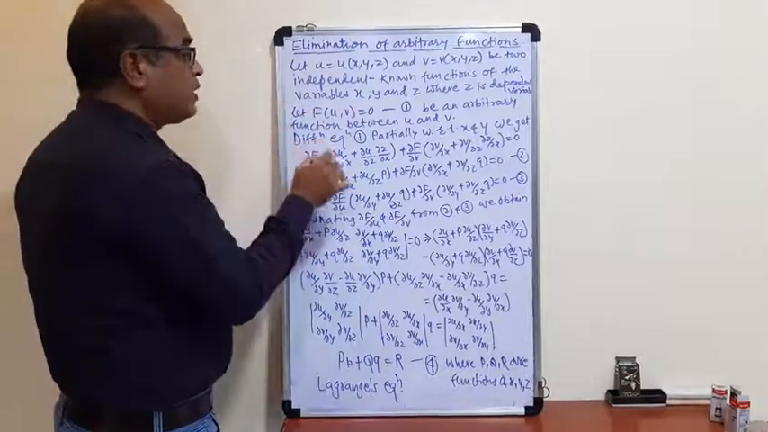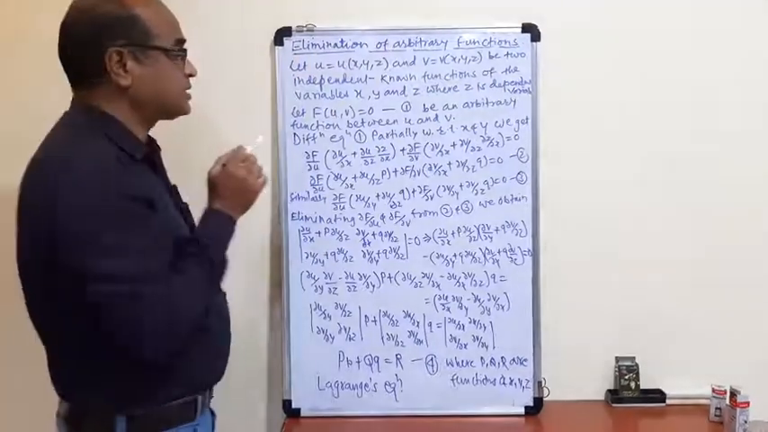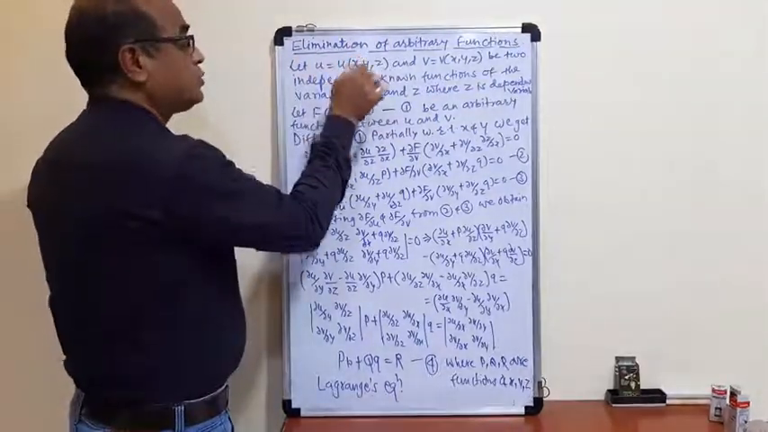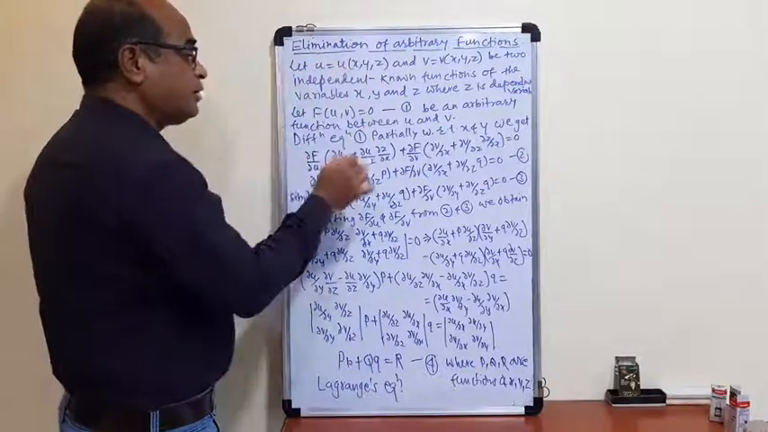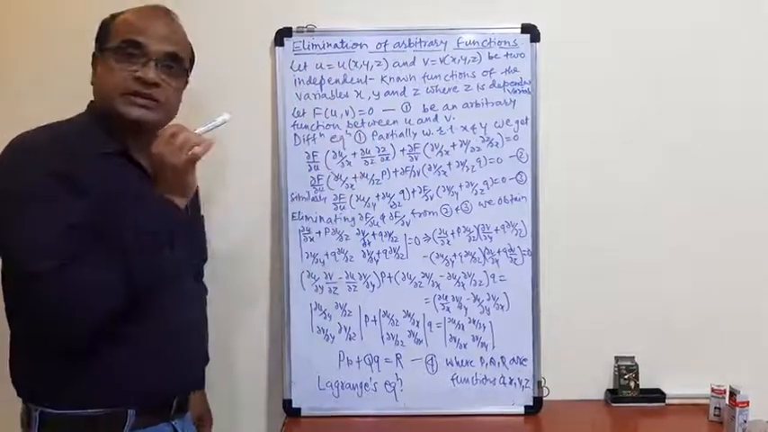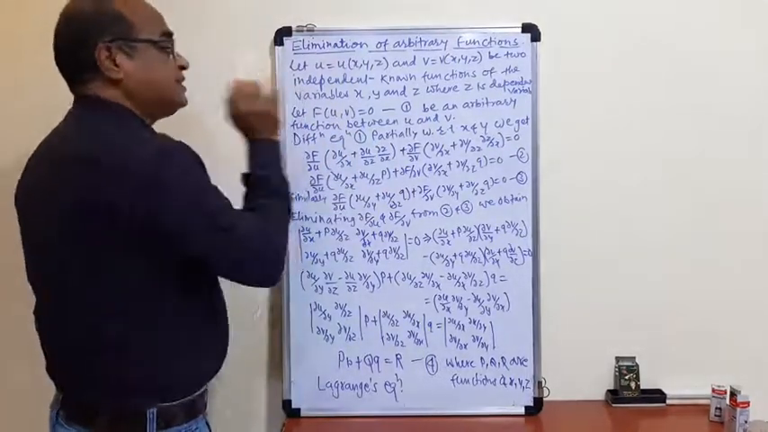Then dou u by dou x, u is a function of x, y, z, dou u by dou x plus dou u by dou z into the derivative of z, dou z by dou x. Okay? Plus v is there.